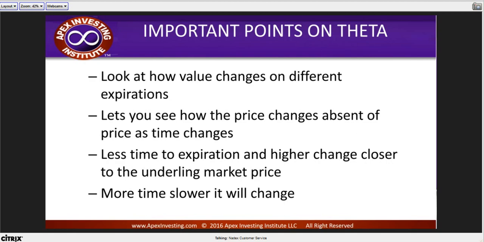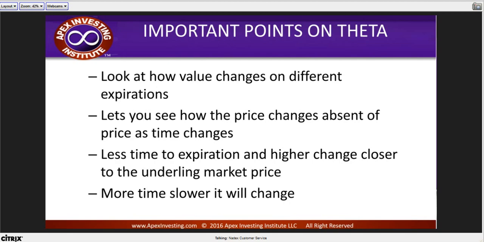Theta is not as big of a factor in binaries as people want to say it is. When we talk about collecting time value, collecting premium, we're really collecting volatility. Because how much air goes into that tire is the theta, but that tire pressure is the implied volatility. So how much expected movement is there? And then that will put more time value, more theta in there. So you'll see how the price changes, and the more time, the slower it will change.